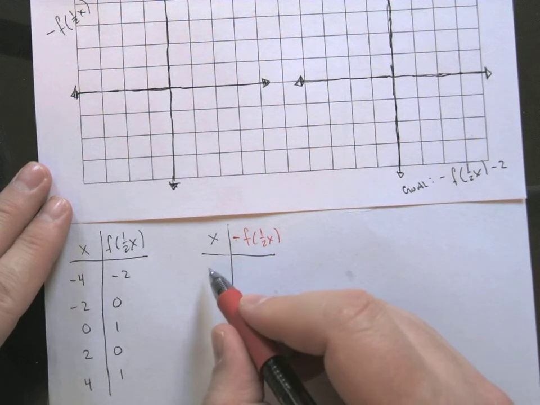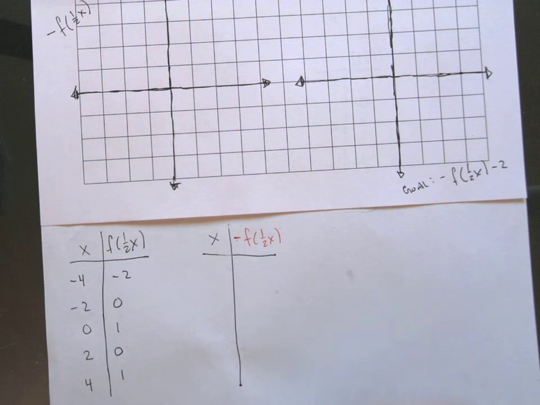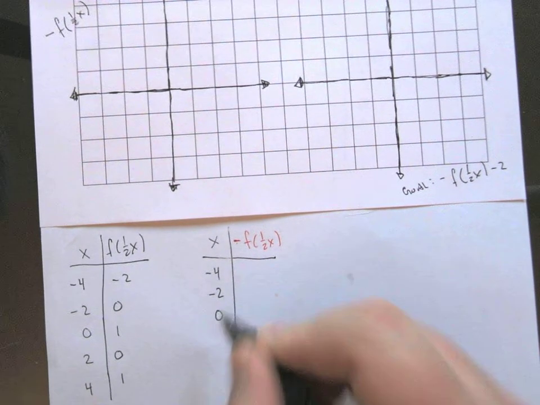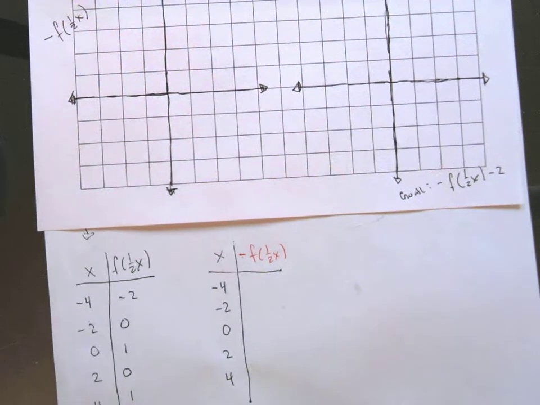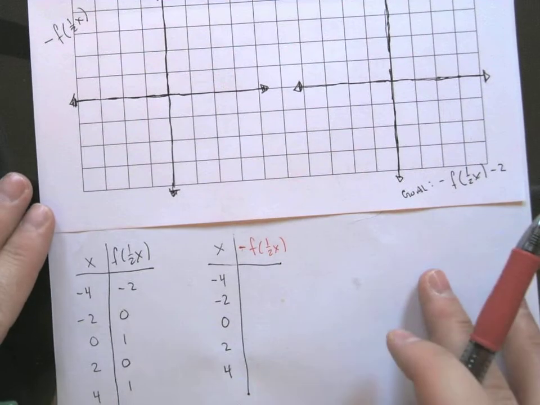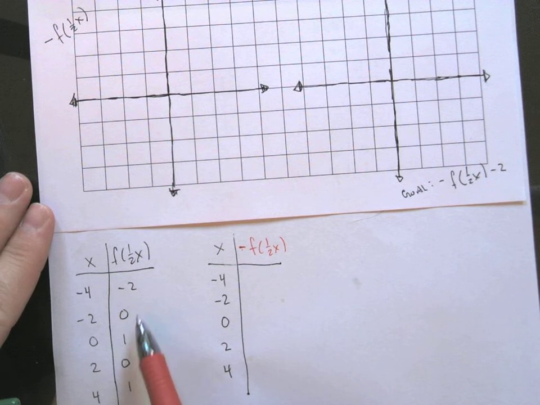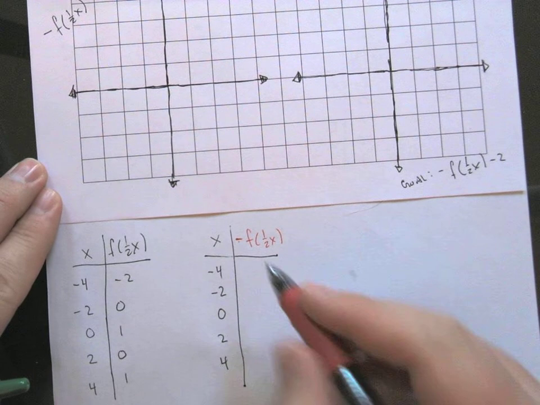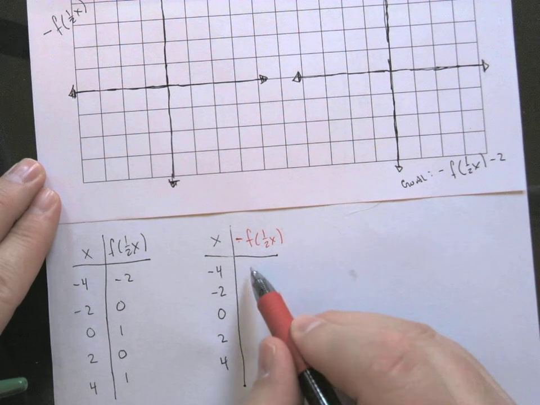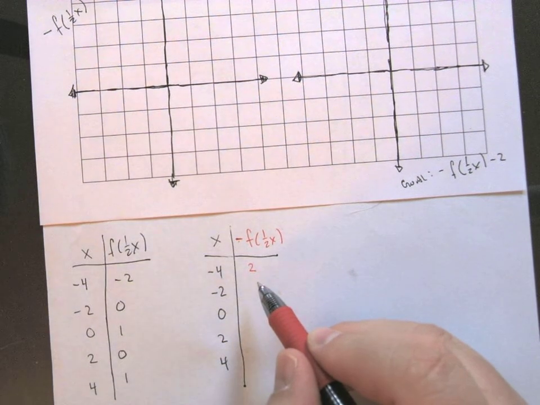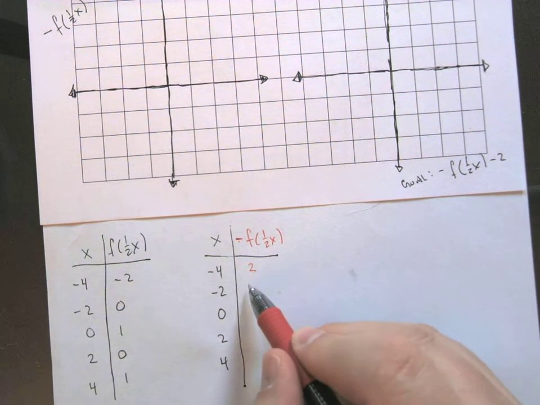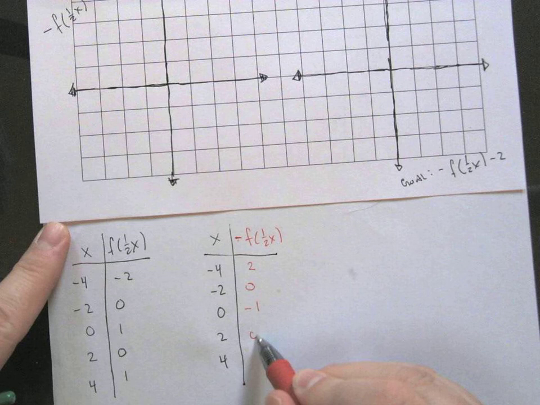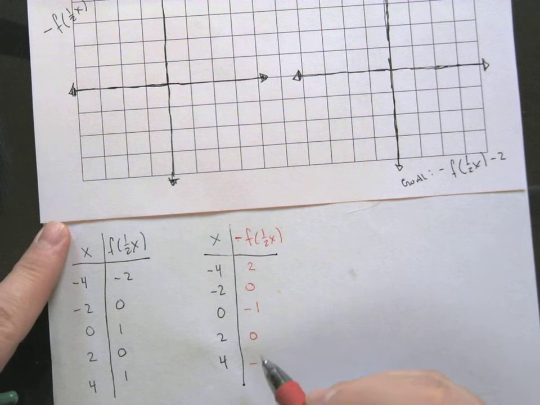So I'm going to keep the x values here the same. So we'll write those again. So -4, -2, 0, 2, and 4. And what happens here is now the table of y values, right? So -2, 0, 1, 0, 1. They're all going to get multiplied by -1. So this is going to look like, negative times negative is positive 2, times 0 here is 0. Negative times 1 is -1, times 0 is 0, and then negative times 1 is -1.